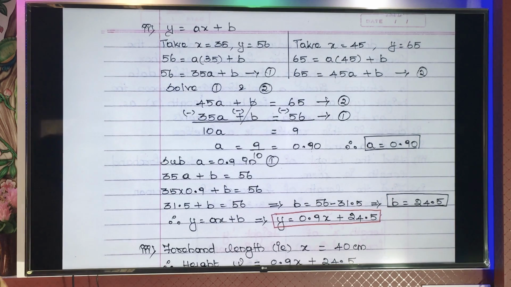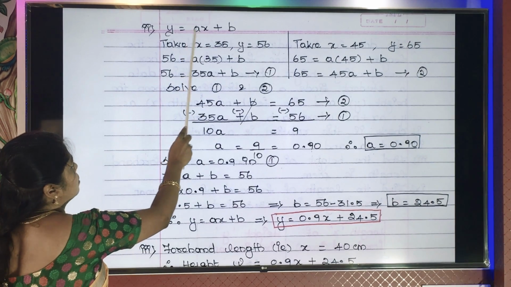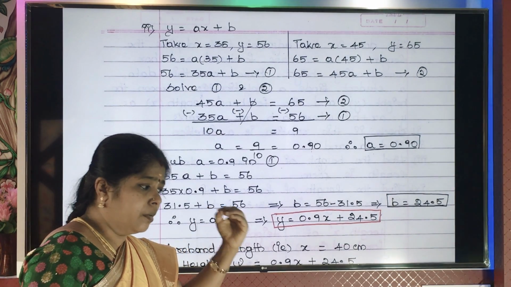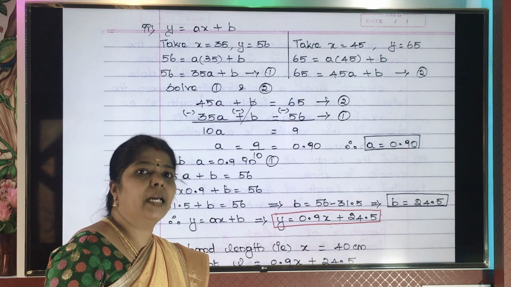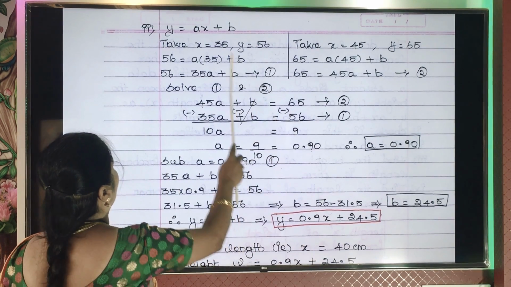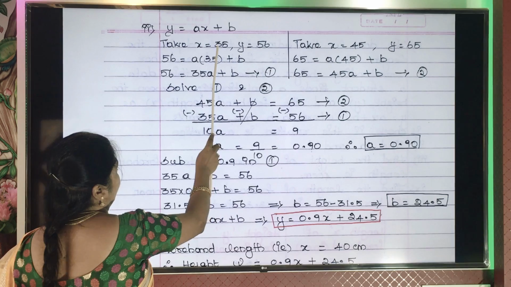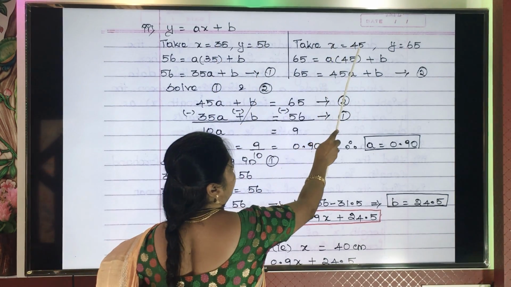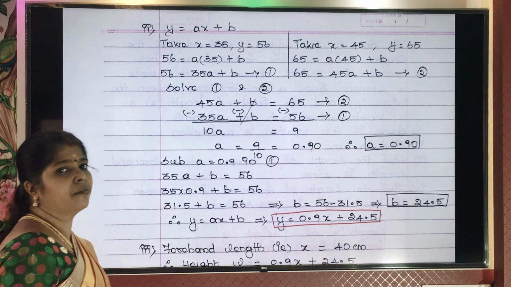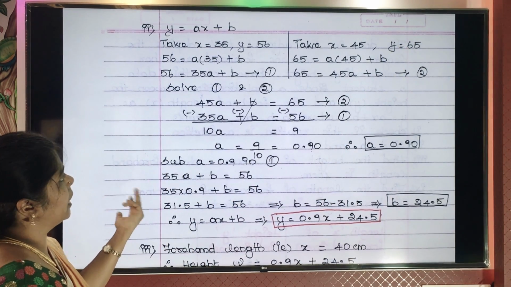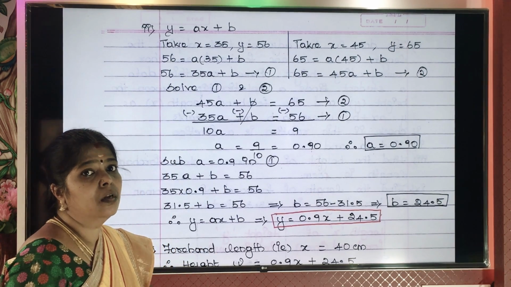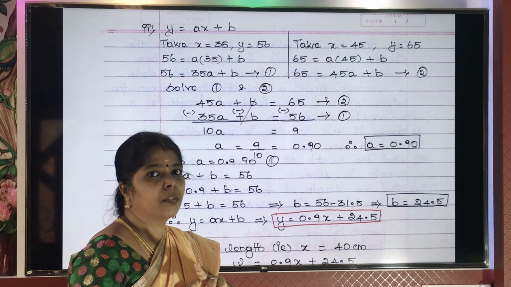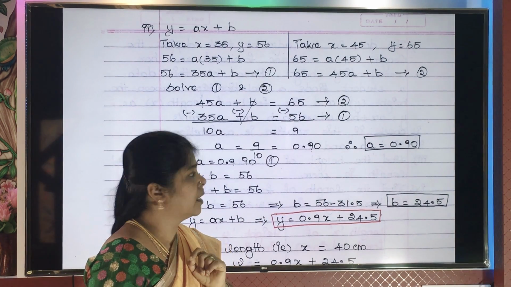Now the second question is, they are asking us to find the values of a and b. Children, to find the value of a and b, whatever values they have given in the table, that I need to take. Okay, so they have given when x is 35, y was 56. Similarly, when x is 45, the y value was 65. So that I will take and then I will frame two equations, so that if I solve those two equations, I will find out a and b. Am I sounding good? Yes.